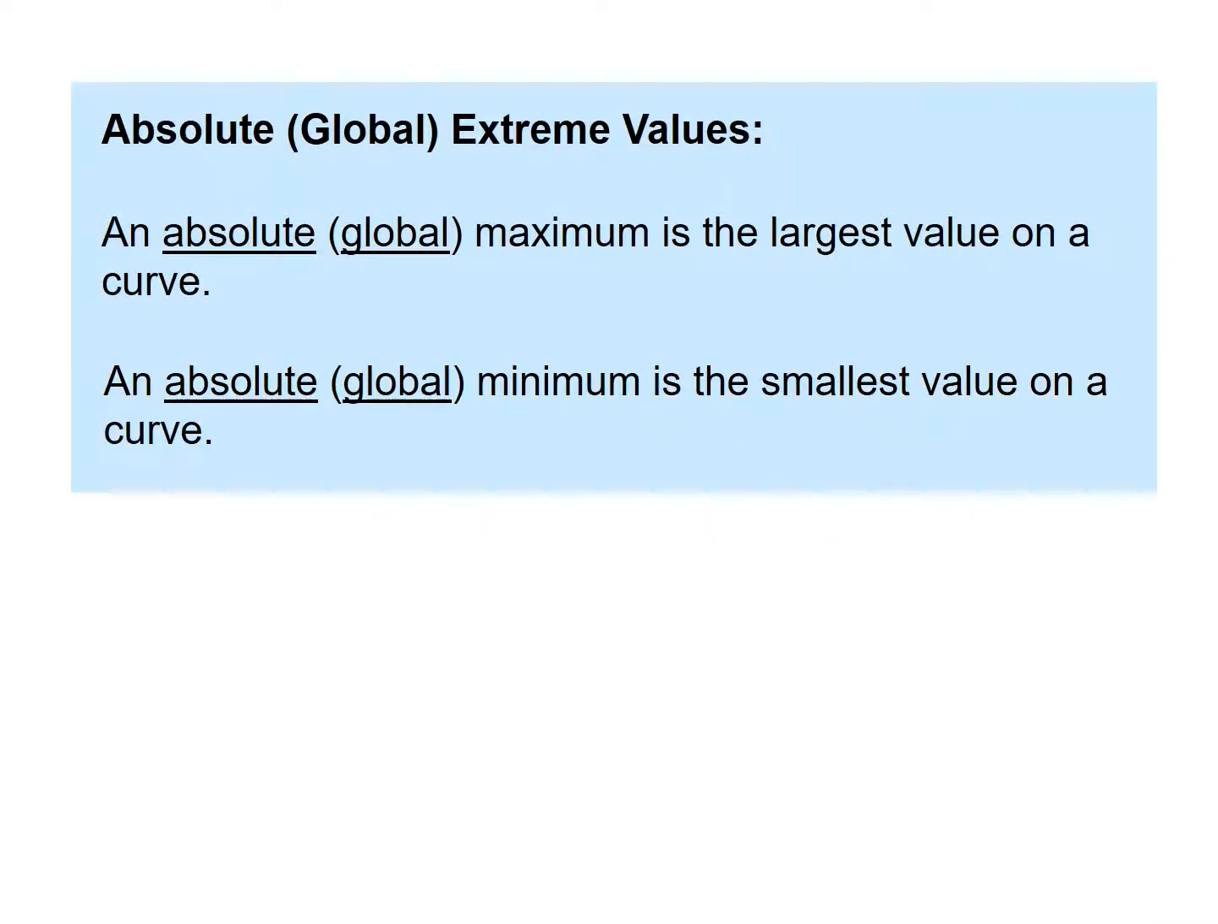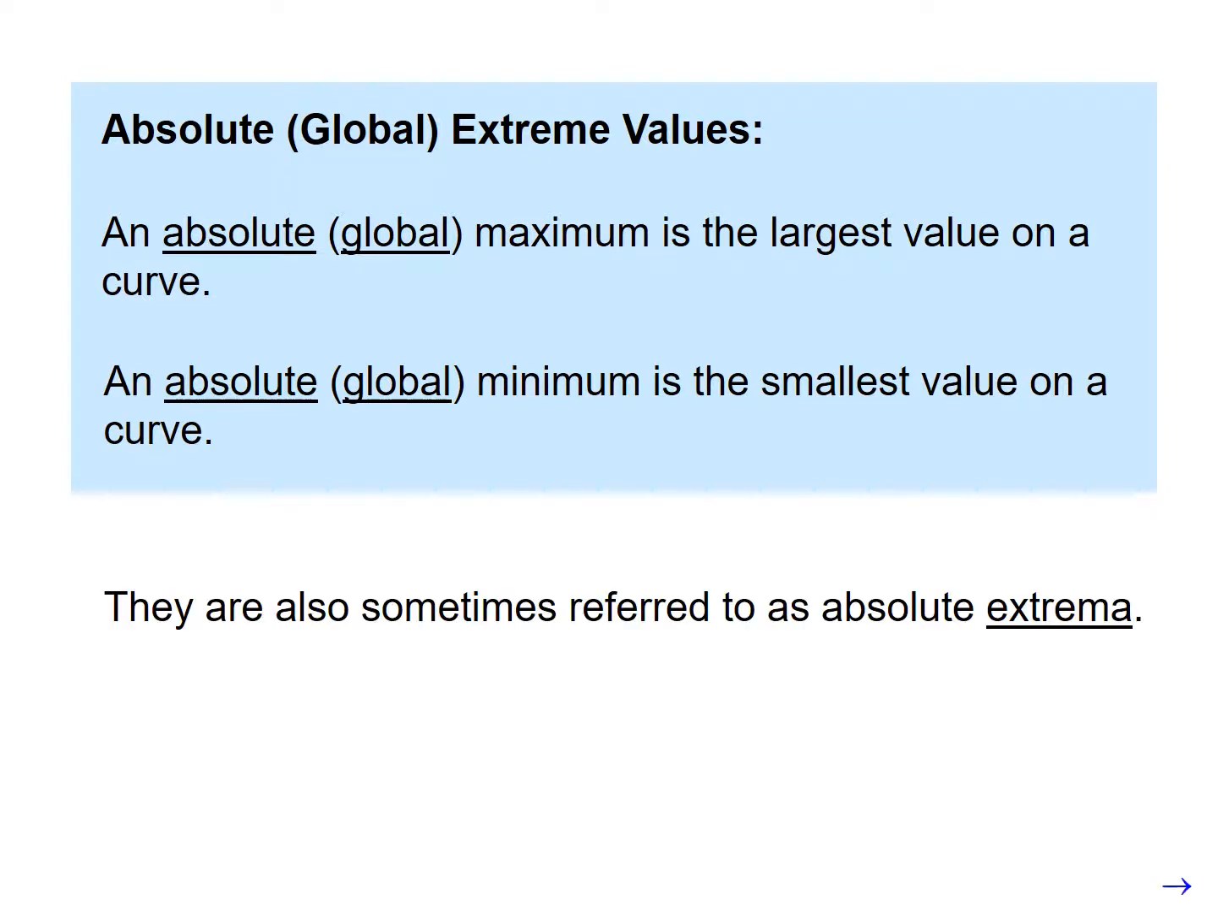Okay, so we have absolute, which are also called global extreme values. These are the biggest and the smallest values that the function will take on over its entire domain. So the absolute or global max is the absolute largest y value. The absolute or global minimum is the absolute smallest y value. And we often refer to these as absolute extrema.